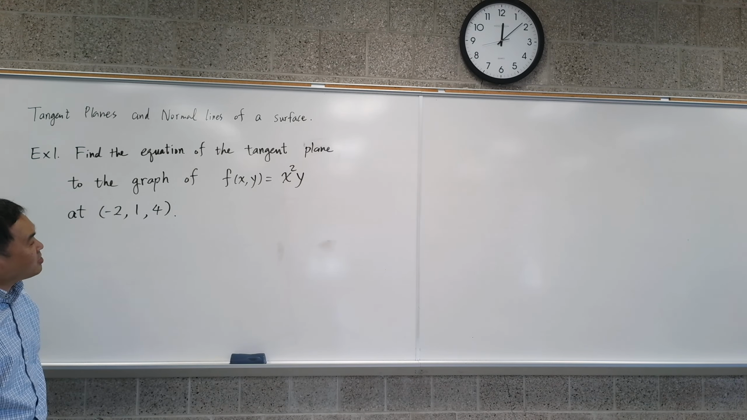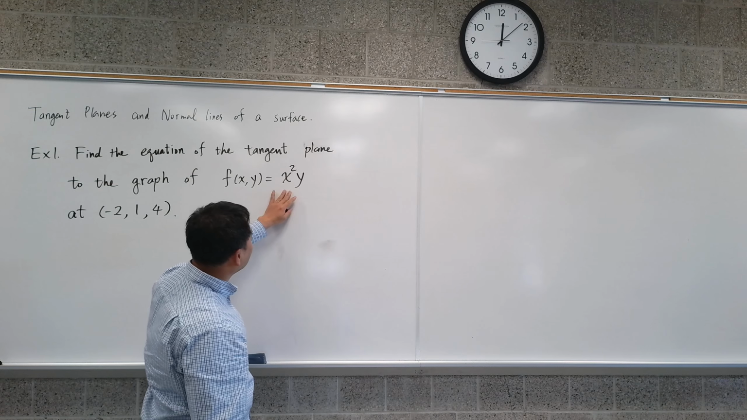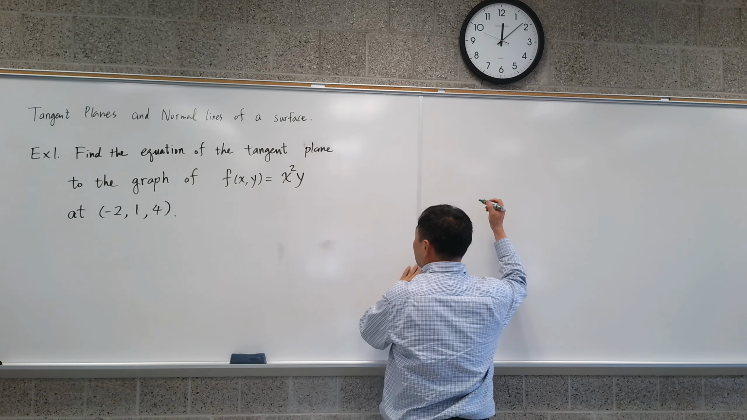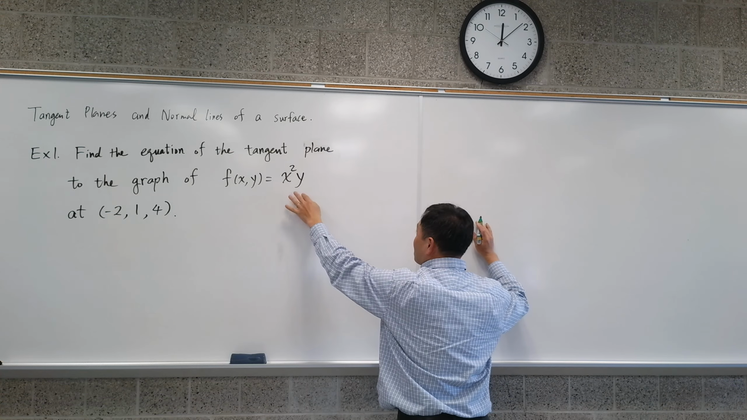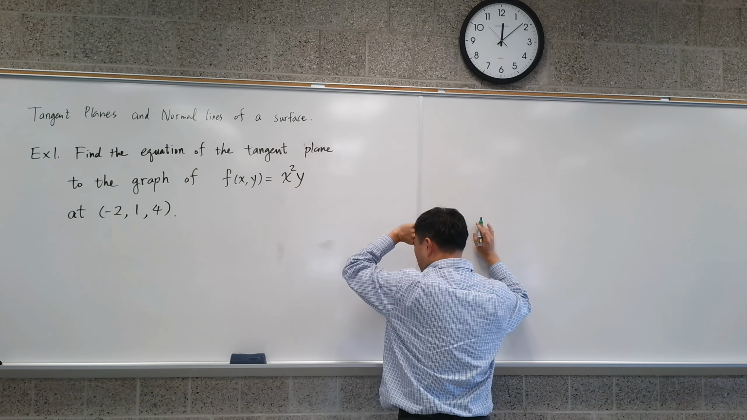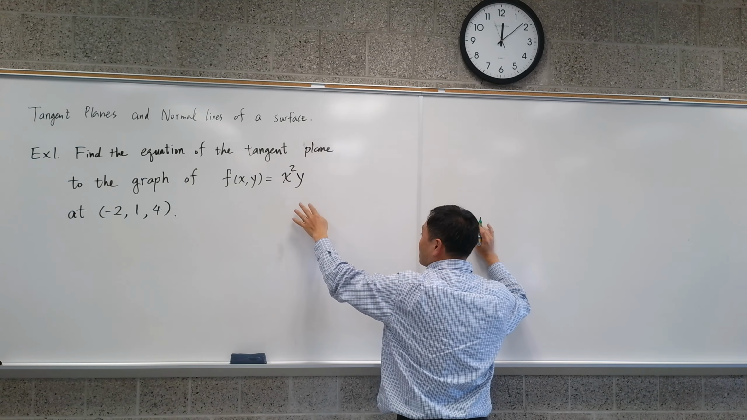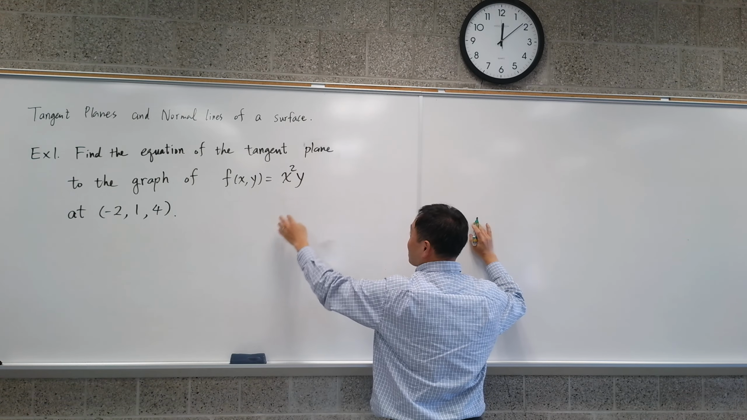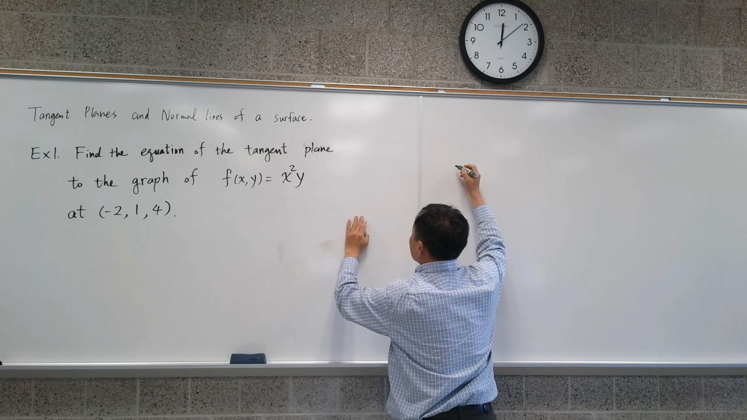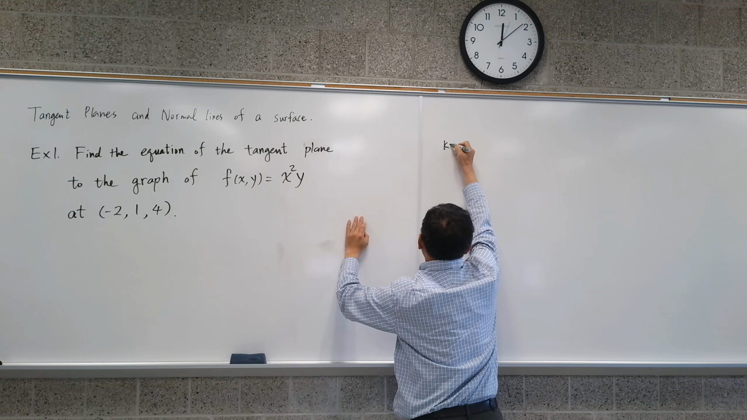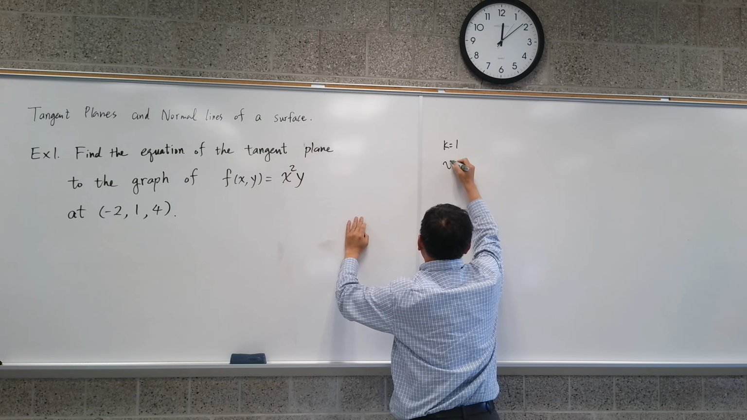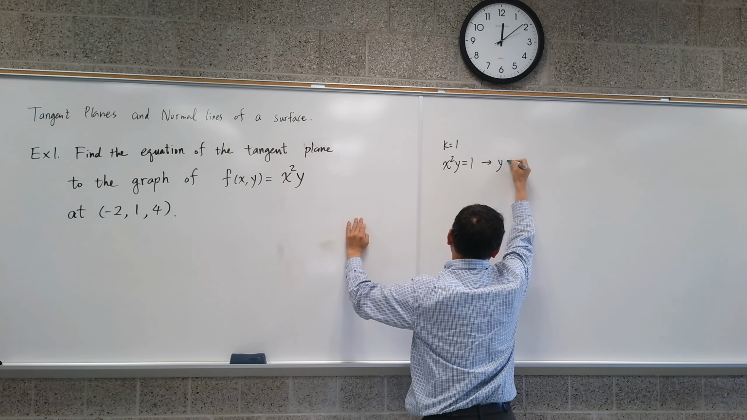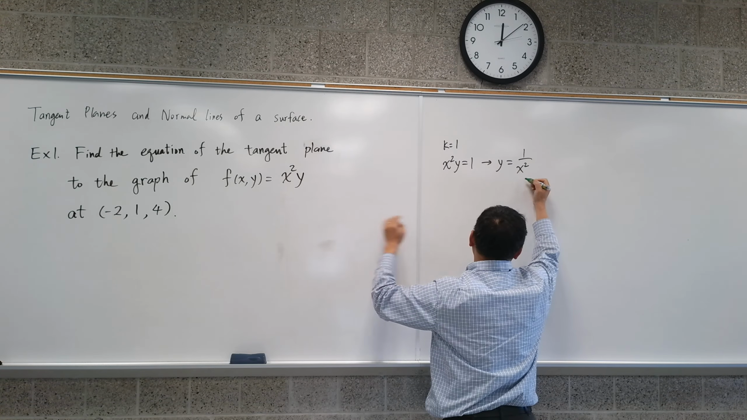It's not so easy to think about the level curves of this. Let me do my best effort to find the level curves, but it's not the important part of this lecture, okay? So if I say k equals 1, you get x squared times y equals 1. That means y equals 1 over x squared.